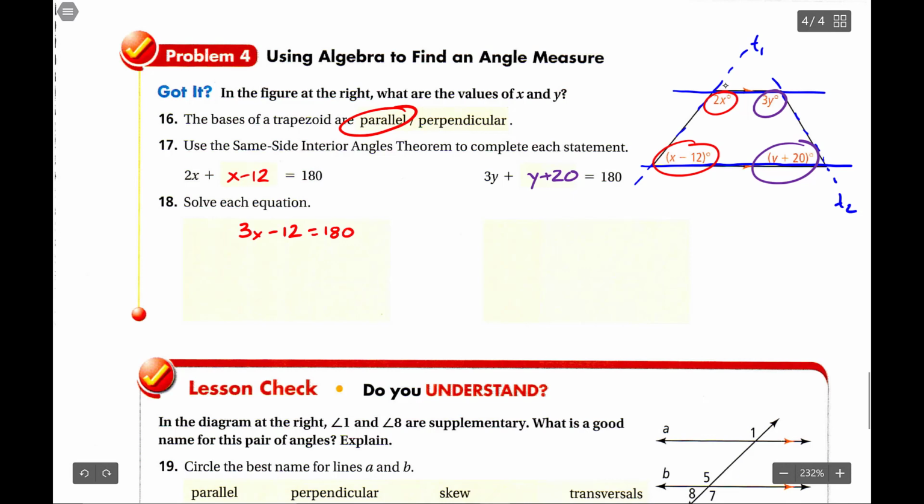We would add 12 to both sides, and we get 3x is equal to 192. Divide both sides by 3, and we get x is equal to 64.